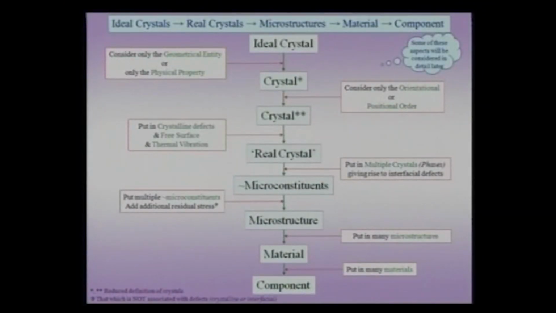Now what I can do is consider only the geometrical entity or the physical property, like we did in the case of the magnetization vector. So I could have a reduced definition of a crystal. That means the crystal is considered either in terms of the physical property or the geometrical entity. I don't want to consider both. Further, I could reduce the definition even further by considering only the orientational or the positional order. For instance, I could have a system which has both kinds of order, an orientational order and a positional order, and I want to consider only one of the two in describing my crystal.